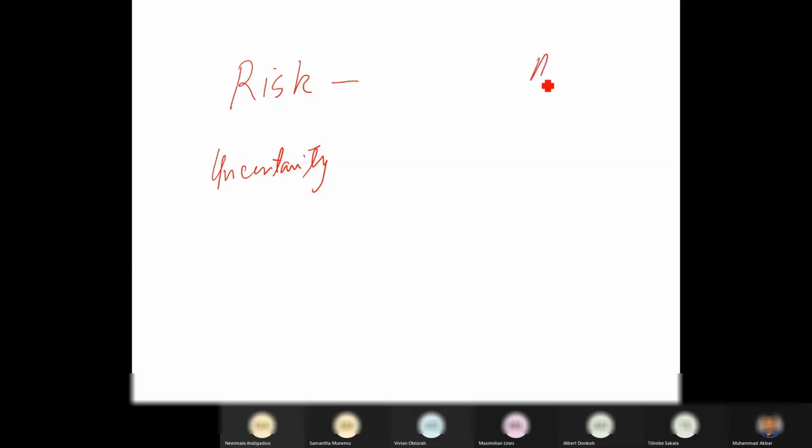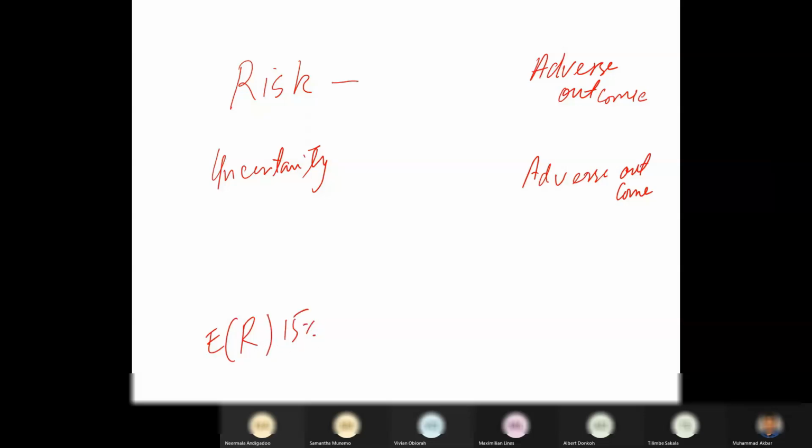So we have what we call an adverse outcome. Now, what is an adverse outcome? For example, I expect to earn 15% return by investing in Apple. So my expected return is 15% in Apple. But I can earn more than 15% and I can earn less than 15%. This 15% is my benchmark that I will use to determine whether I have earned more than or less than.